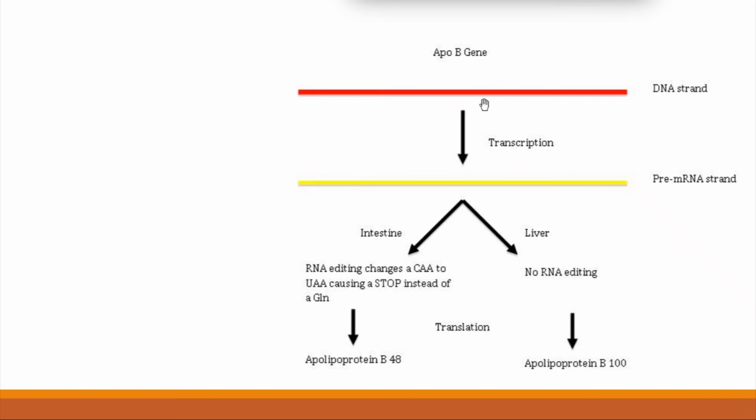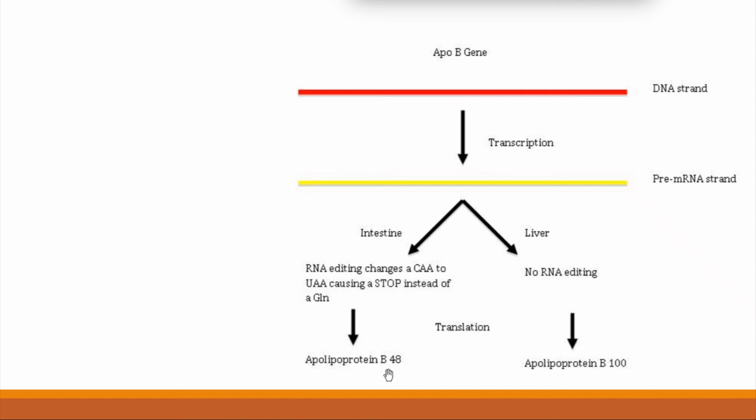Let us understand RNA editing from this image. As we can see here, this is a DNA strand, and after transcription you have got an mRNA which is called the pre-mRNA, because now this is going to undergo some editing. If this pre-mRNA is found in the intestine, it undergoes certain RNA editing. There is a codon called CAA which codes for glutamine. Now what RNA editing is going to do here is replace the cytosine with uracil. Once you replace it, your CAA gets changed to UAA.